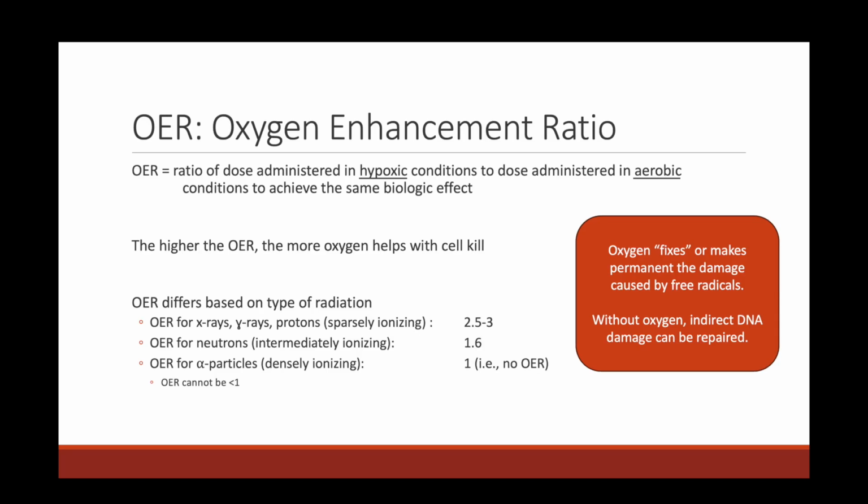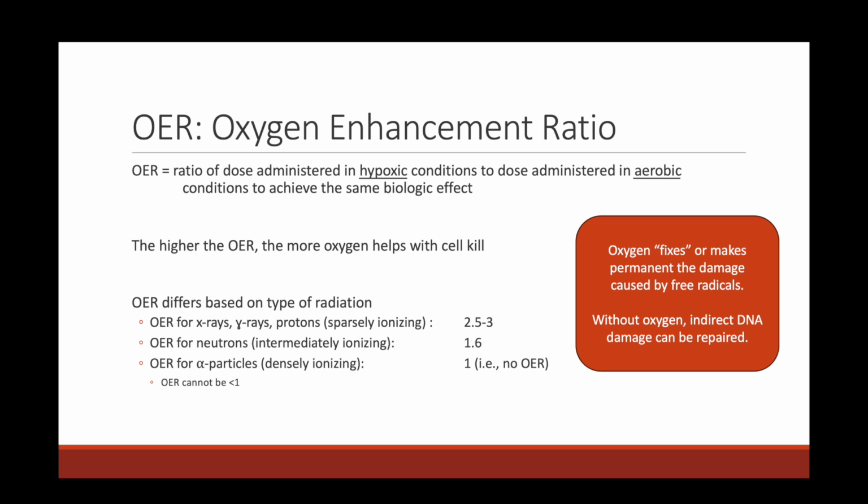Earlier, I said that oxygen enhancement ratio is basically a measure of how well oxygen helps the radiation to work better. That is a very basic way of defining this term. The actual textbook definition of oxygen enhancement ratio is the ratio of the dose that's administered in hypoxic conditions to the dose that's administered in aerated conditions to achieve the same biologic effect. So think about that. The denominator is the dose that we have to give under aerobic conditions. The numerator is the dose that we have to give under hypoxic conditions.